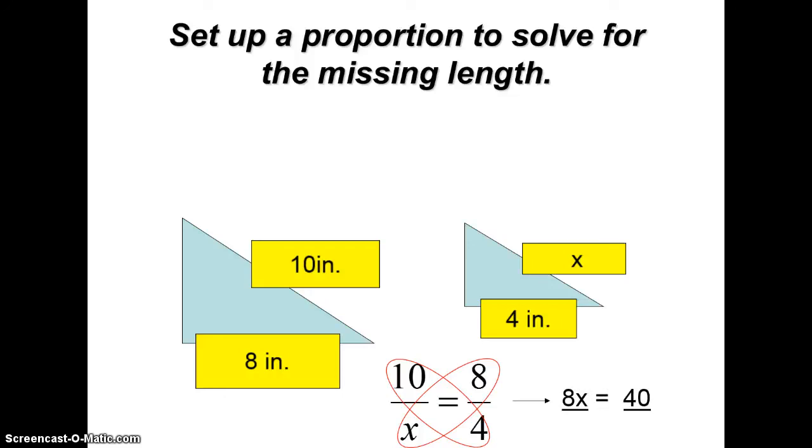And what's our value for x? Yes, sir? 5. We're going to divide both sides by 8, and x is equal to 5. Okay. And that is how you find the missing side lengths in two shapes that are similar to each other.